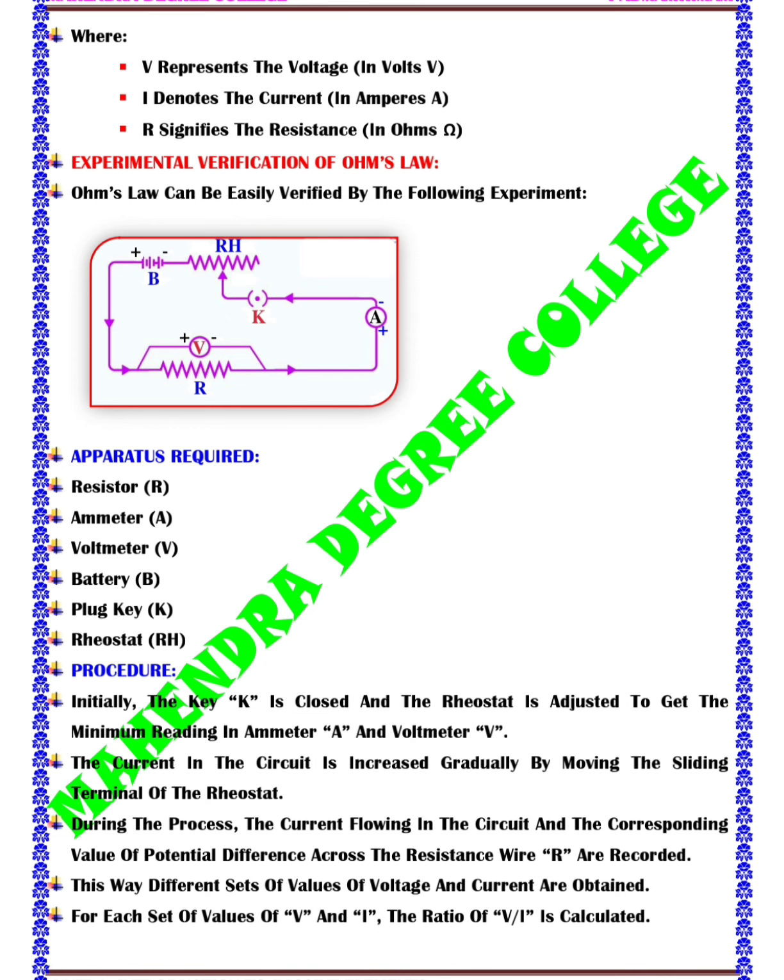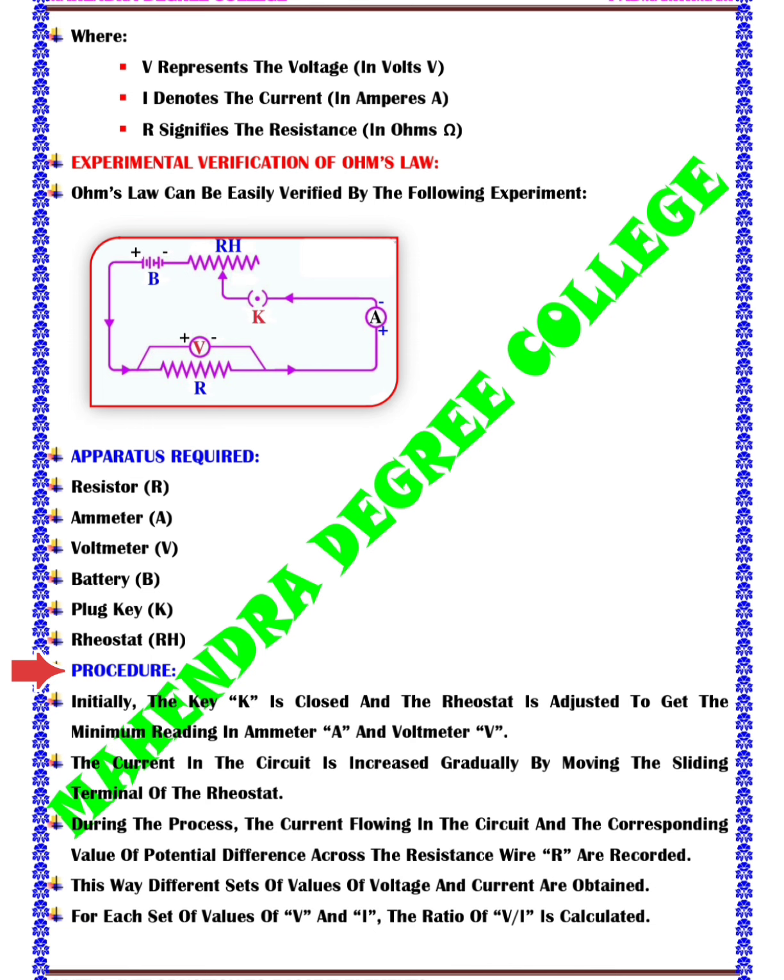Ohm's law is a fundamental principle in electrical engineering and physics. It is crucial for understanding and designing electrical circuits. Next we discuss the procedure of the circuit diagram. In an Ohm's law experiment, initially closing the key, K, and adjusting the rheostat to obtain the minimum readings on both the ammeter, A, and the voltmeter, V, sets the stage for observing the relationship between voltage and current. This step establishes a baseline with current flowing through the circuit.